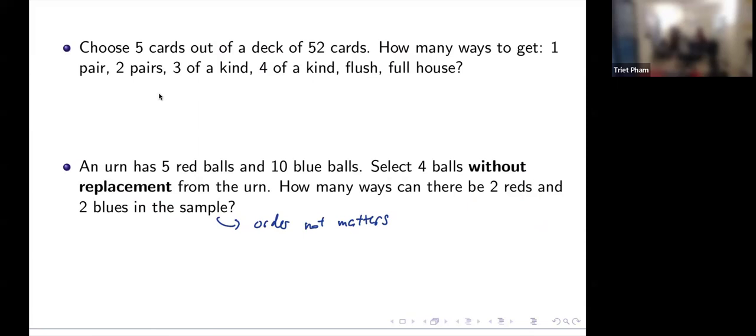How many ways can we do this? This should be much easier, right? The answer is 5 choose 2 times 10 choose 2, right? Is that okay?